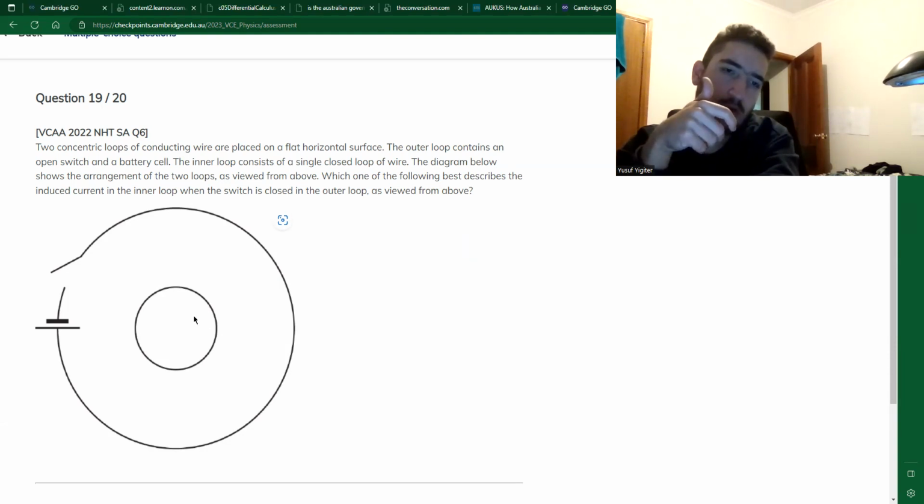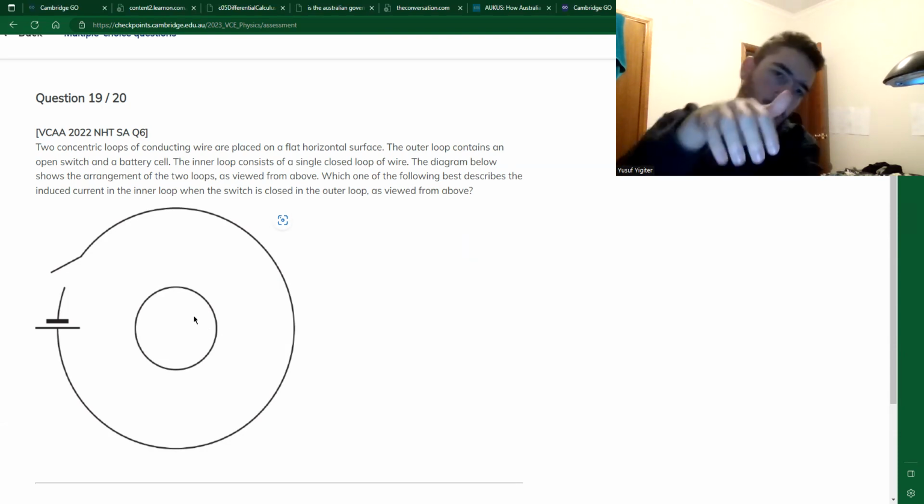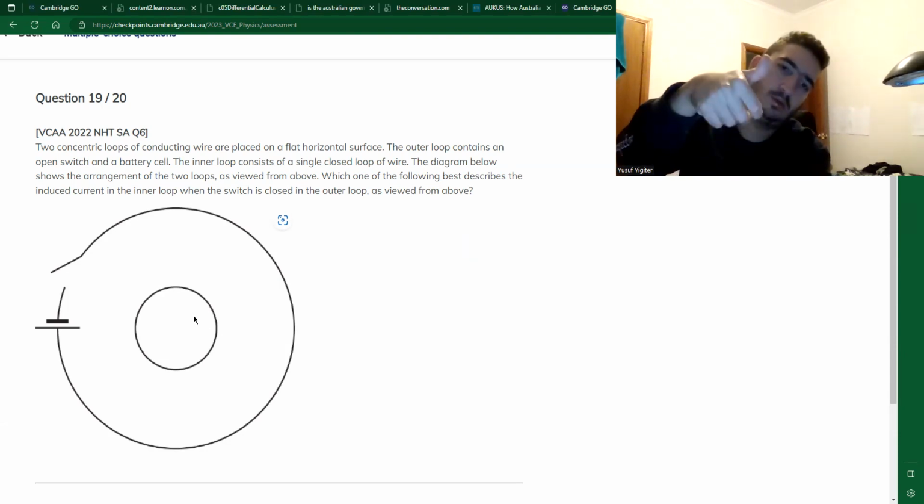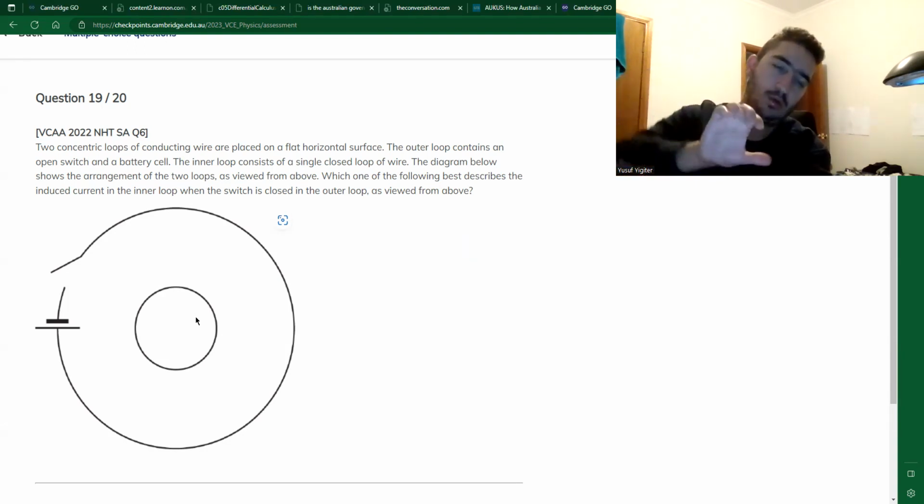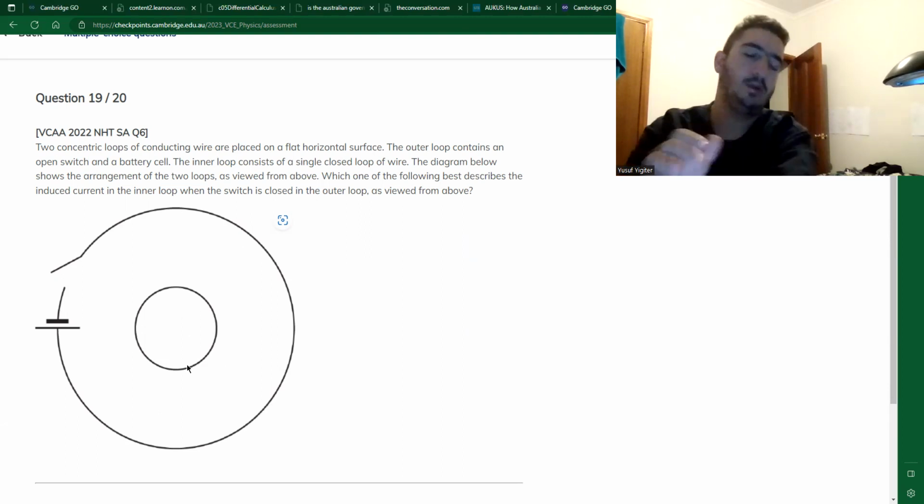So that's going. Has to be the way where it's going. If this is anti-clockwise, this has to be clockwise. So I'm guessing this is clockwise.